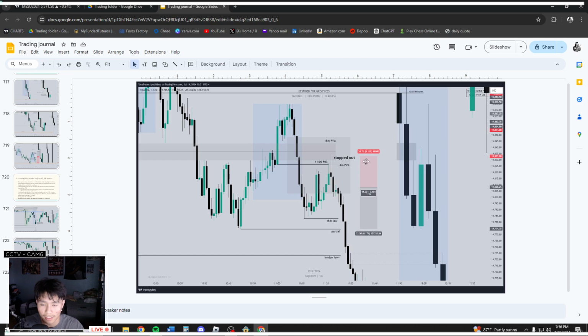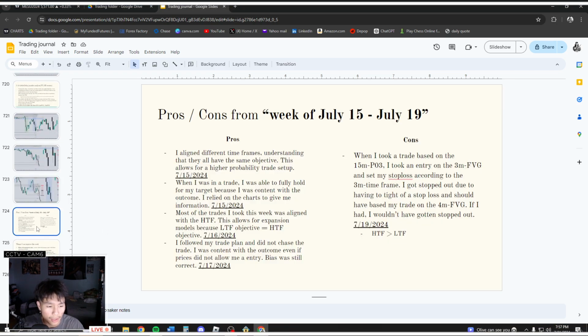If you look at my initial entry and stop loss here, prices actually stopped me out by like 0.5 of a point. Even on the 1-minute, you can see here I should have had my stop loss at maybe here. And if I do want to mitigate risk, I should have placed my entry where prices can still retrace back into it, and I'm still comfortable with the amount of size I'm risking on that trade. But yeah, those are my pros and cons from the previous week.